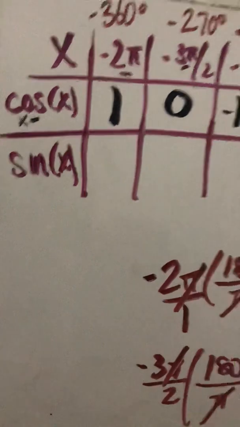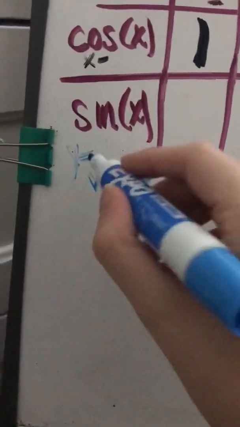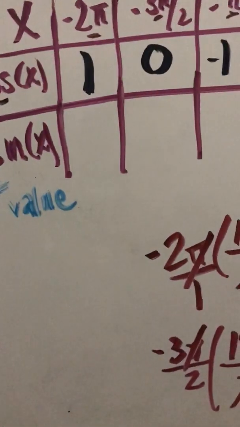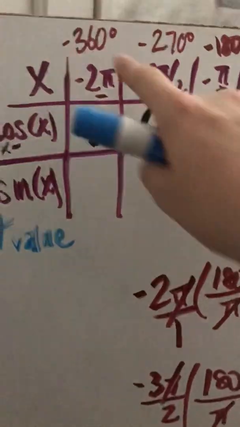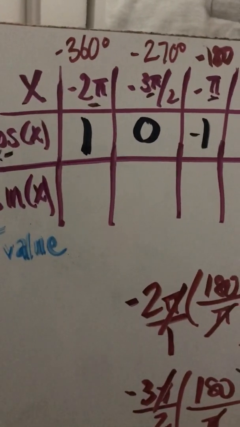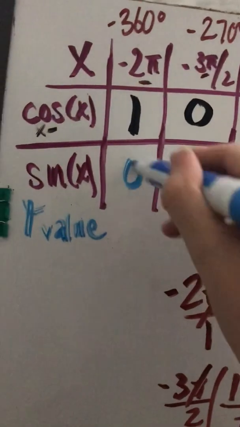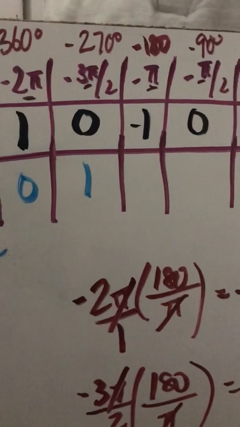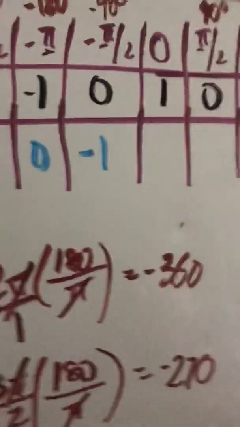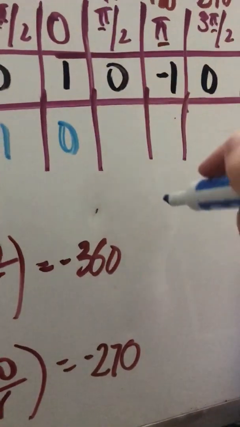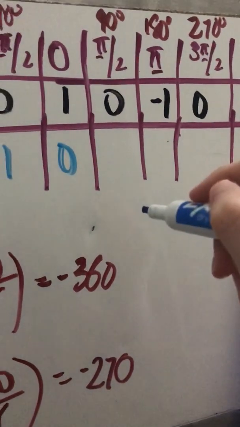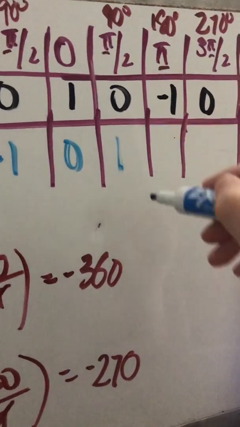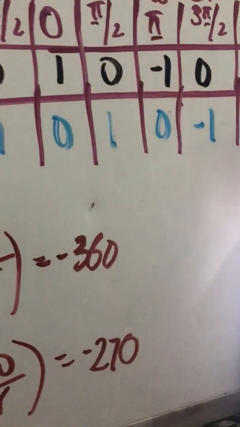Now I'm looking at sine, and recall, I know that sine means my y values of my graph. Sorry for the weak marker. So if I'm looking for my y values on my graph, at negative 360 degrees, I'm looking at that ordered pair, my y value is 0. At negative 270, my y value is 1. Then 0, negative 1, 0, and at pi over 2, 90 degrees, that's going to give me 1, 0, negative 1, 0.